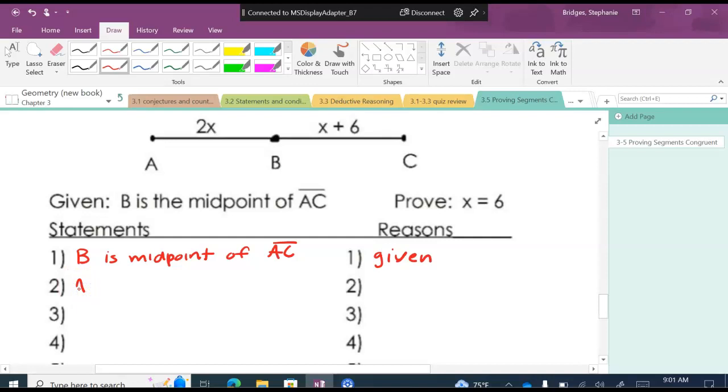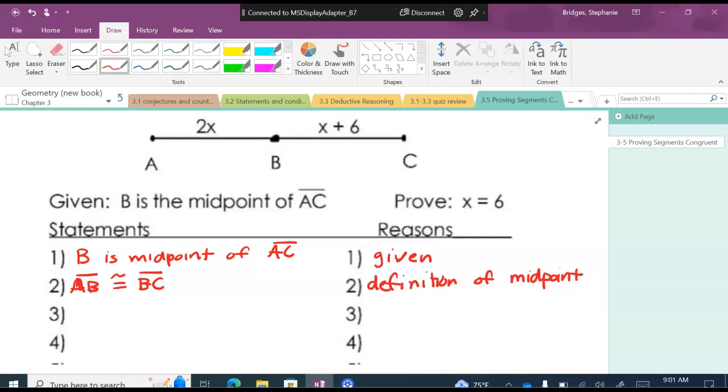Not yet. Not plugging in numbers. AB is congruent to BC. And the reason we know that is the definition of midpoint. So that's going to be my reason. Okay, because they told me B was the midpoint, the next thing I can say is what midpoint means. Midpoint means we divide it into two congruent segments. So therefore, I just told you which two segments were congruent.